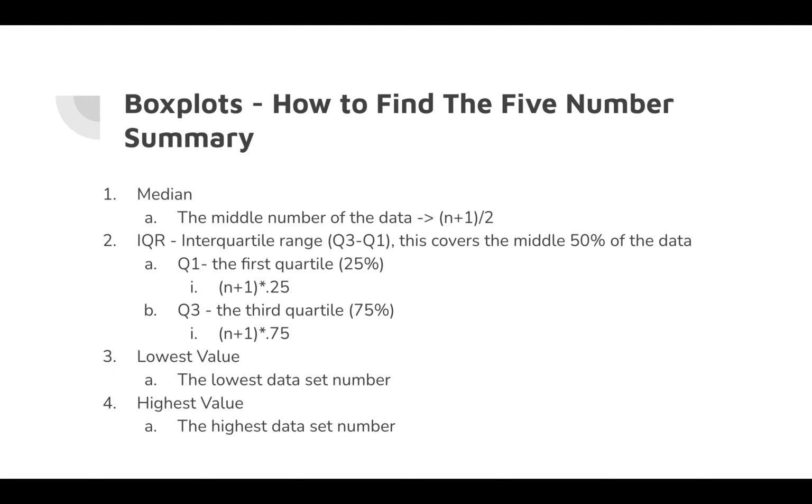Moving on to box plots. The best way to create them and to analyze them is by using the 5-number summary, which includes the median, the IQR, which includes the first and third quartile, and the lowest and highest value.